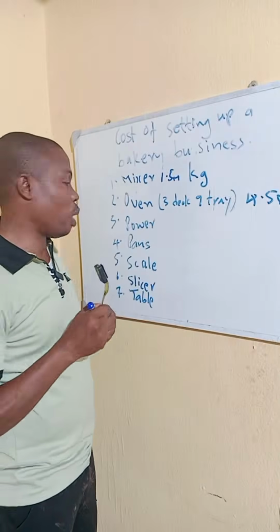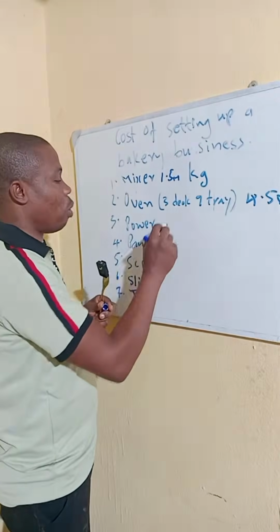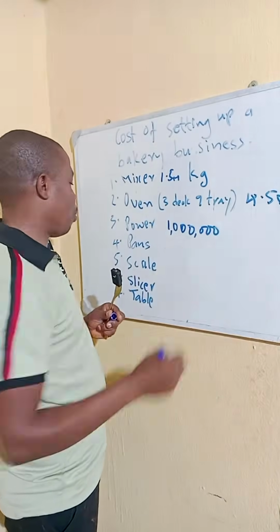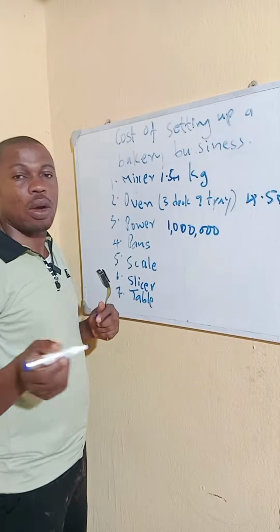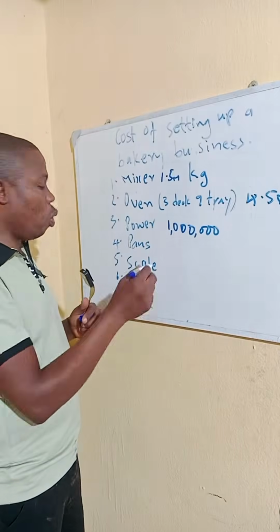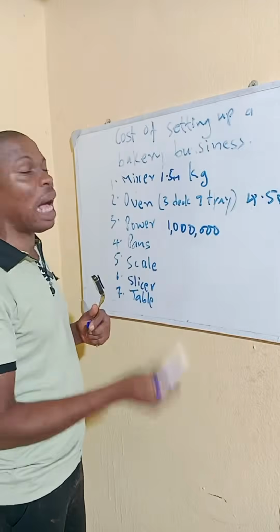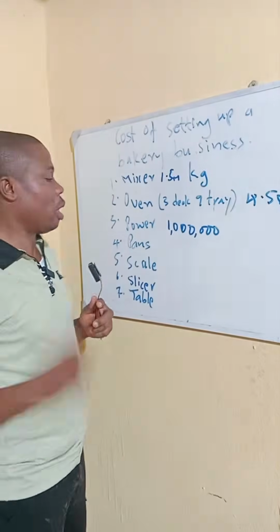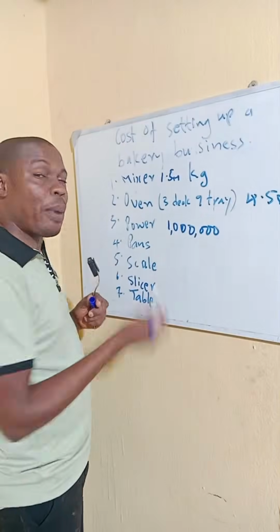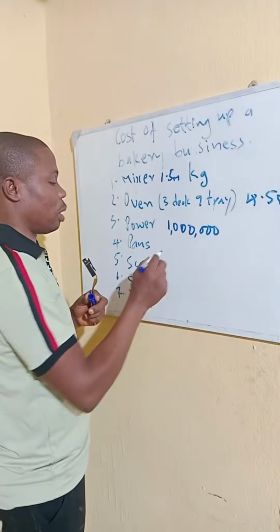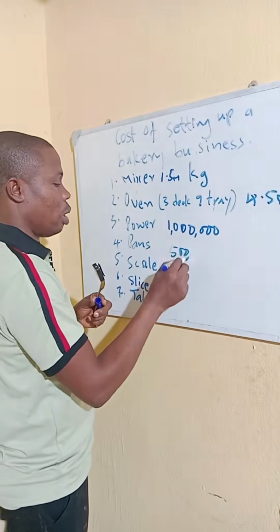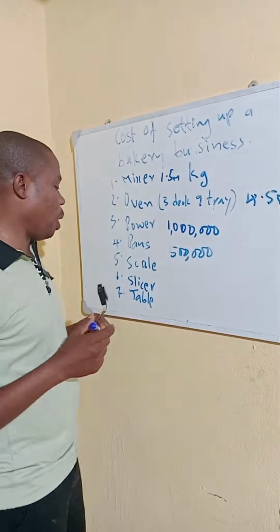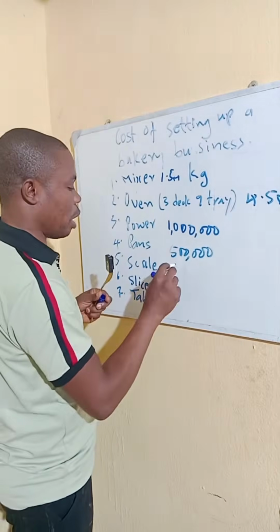Now, if you are buying the smaller generator, I will advise you should buy the one of 1 million naira. If you are using the gas oven, that means we will need to include a gas cylinder. There is no need to include the cost here, because we are trying to manage our space. And then you need your pans. Your pans will not cost you up to 1 million naira. So let's give 500,000 for your pans if you want to set it up. And then your scale is about 80,000 naira.